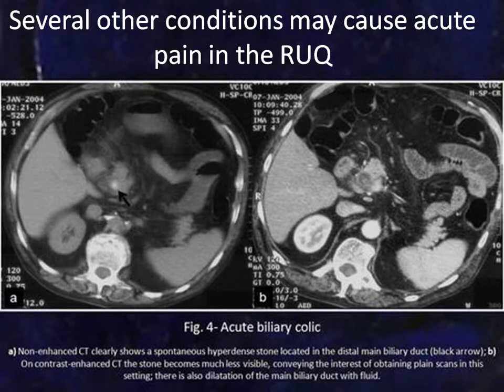Several other conditions might cause acute pain in the right upper quadrant, including, for example here, biliary colic. This CT scan is without contrast. You can see a stone in the distal or in the duodenal aspect of the common bile duct, causing biliary obstruction resulting in biliary colic. And you can see when the contrast is administered, there is edema surrounding the common bile duct, and the stone is markedly less visible in contrasted images. So that's why you should be careful to have pre and post contrast images.